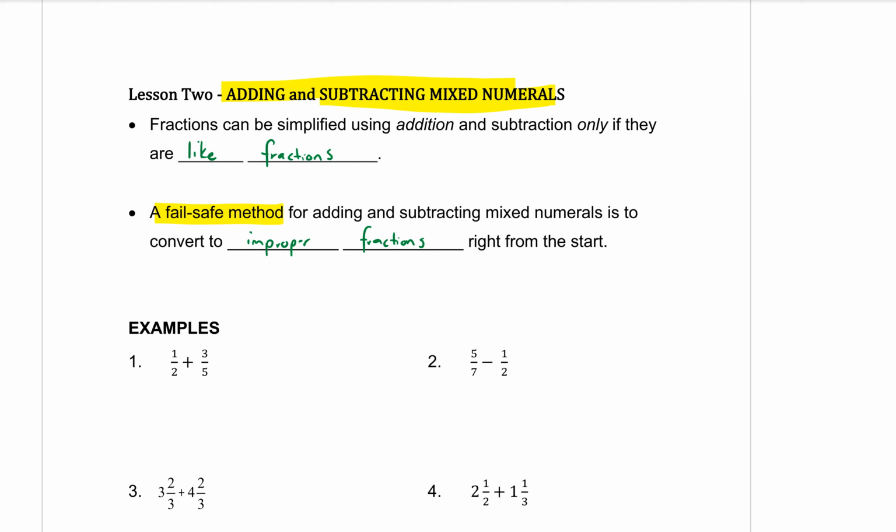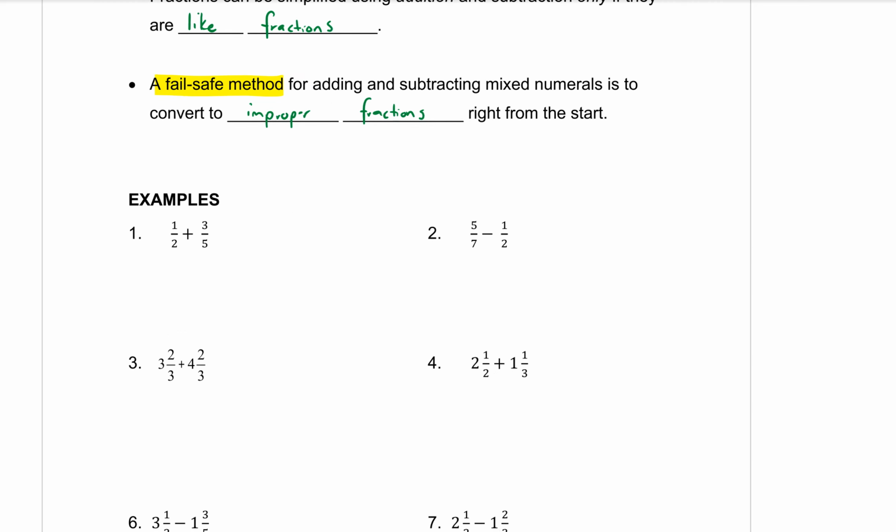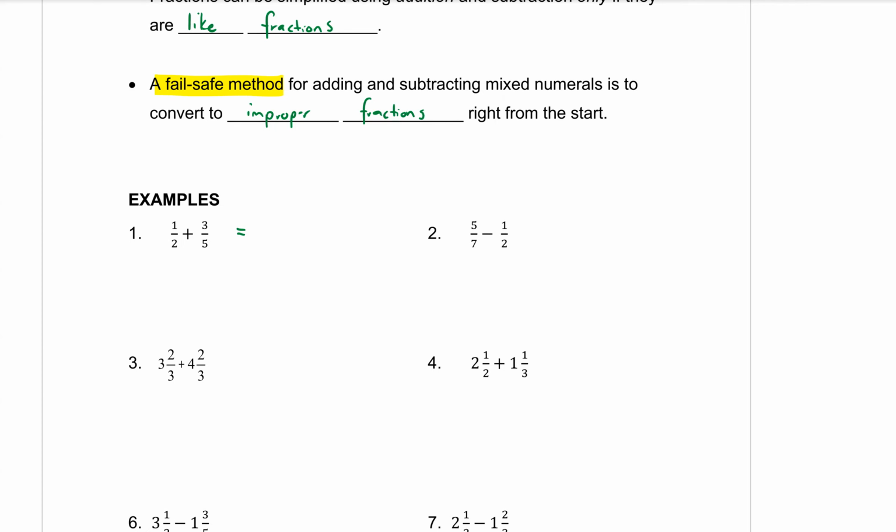Okay, so the first two examples don't have mixed numerals in them. They are a practice run of what we did last lesson. So let's remember what we did. The first thing you do is you times the 2 with the 5, which is 10. So 10 on the bottom.